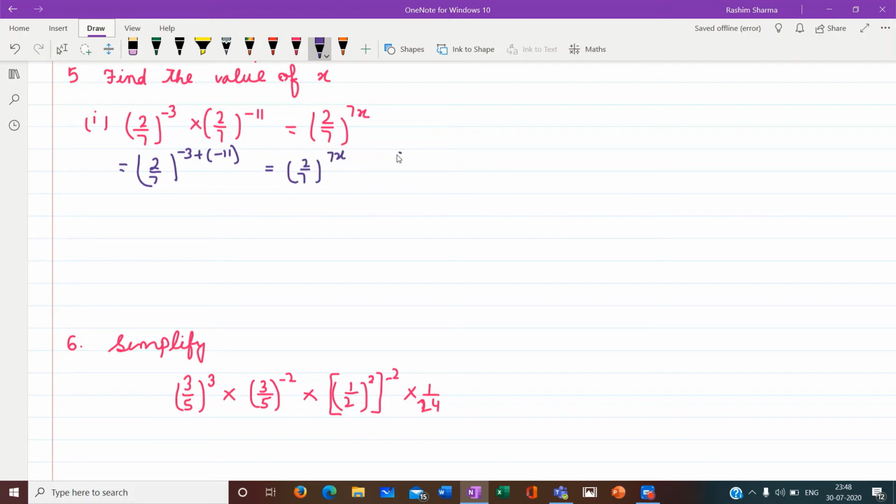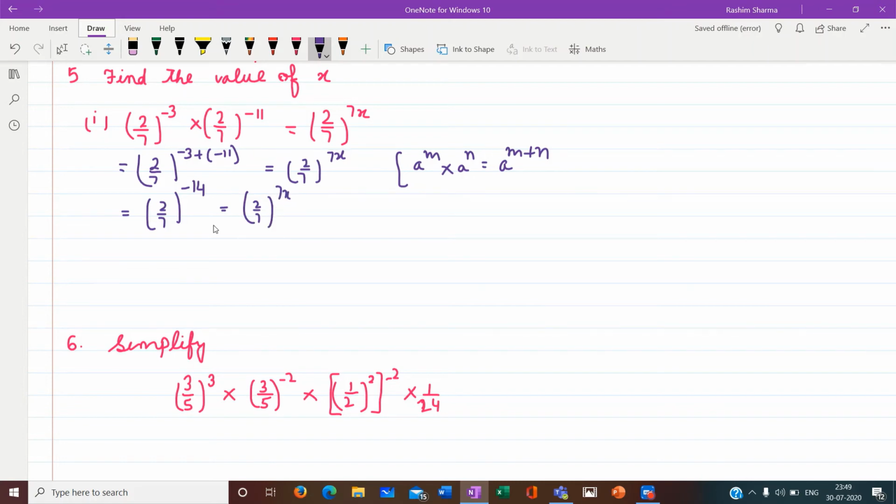So which law we used? A raised to power m into a raised to power n is equal to a raised to power m plus n. Alright. Now when we have two numbers of the same sign to be added, it means they will be added with their sign. It is minus 14. It is equal to 2 on 7.